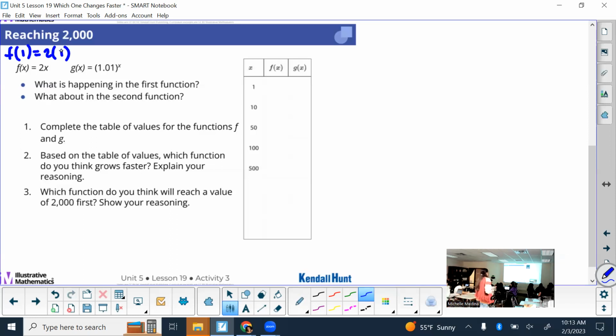So then what's 2 times 1? 2. So that's what my f of x is. If I want to figure out what g of x is, what's my x in this row? 1. So then you're plugging in 1 now into the g of x function. So now it's 1.01 to the first power, which is just 1.01. You can check it with the calculator if you want. So just fill it out.